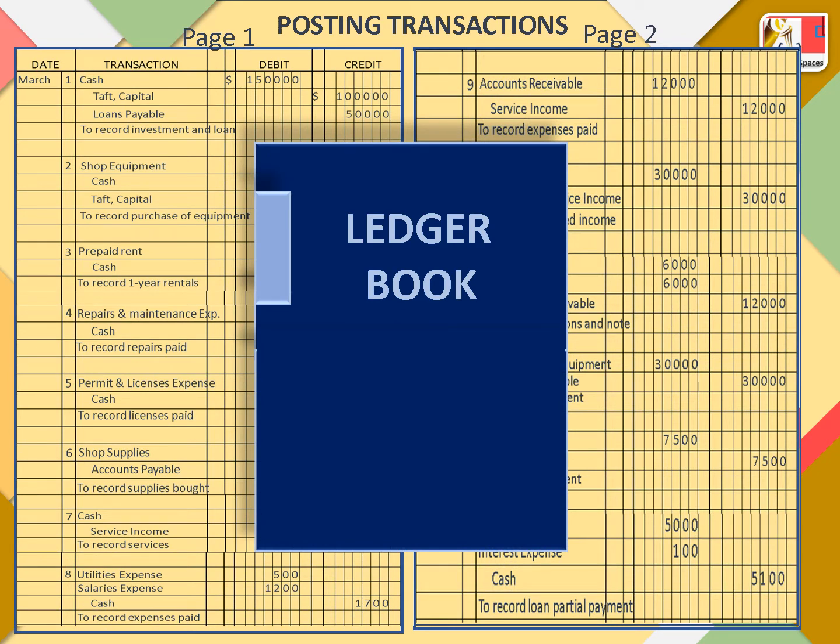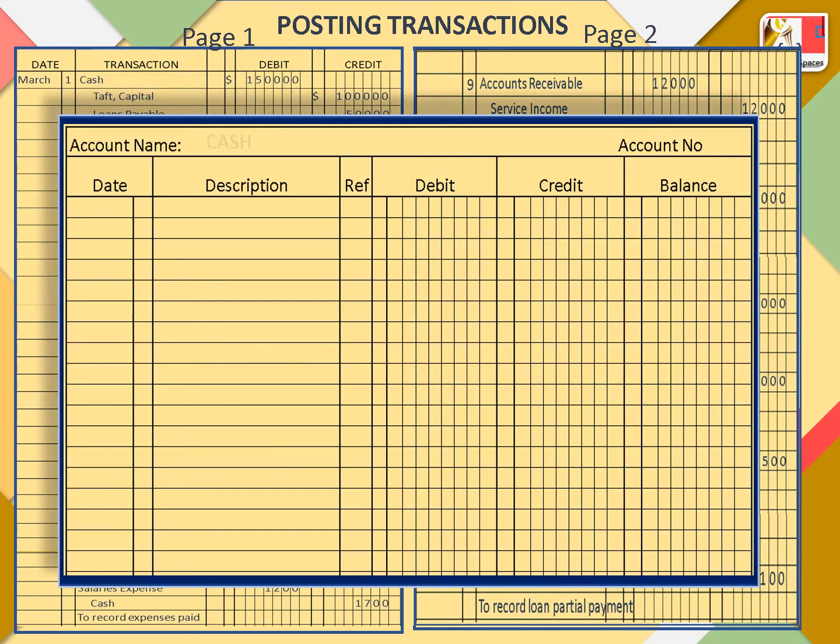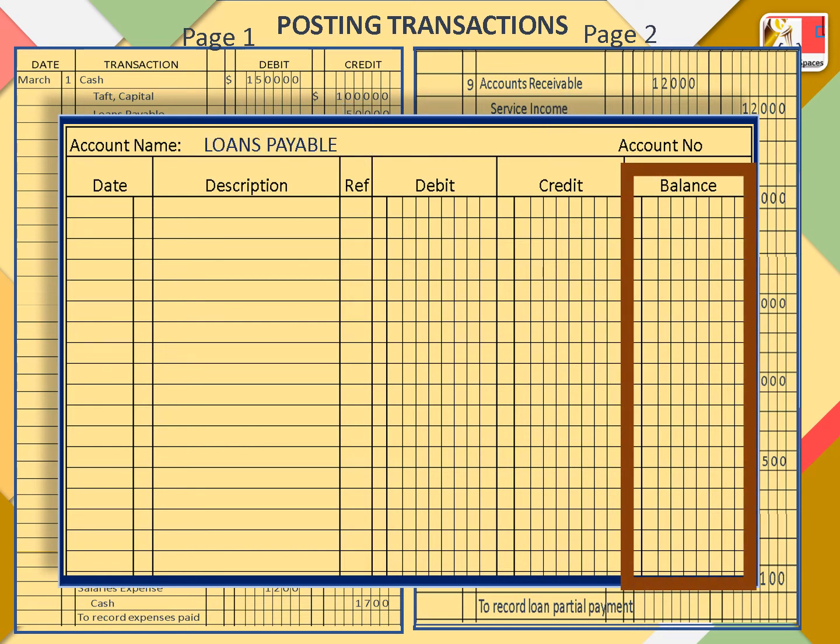After completing the journal entries into the journal pages, the next step is to post them in the ledger book. Here are samples of ledger pages containing each of the account titles. Folks, a ledger page, just like the journal book, has columns for dates, particulars, reference, debit and credit. But the difference this time is that there is an additional column, which is called the balance column. So, after each transaction is posted, a balance is immediately computed.